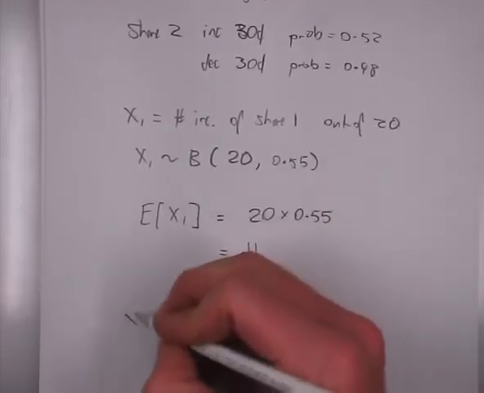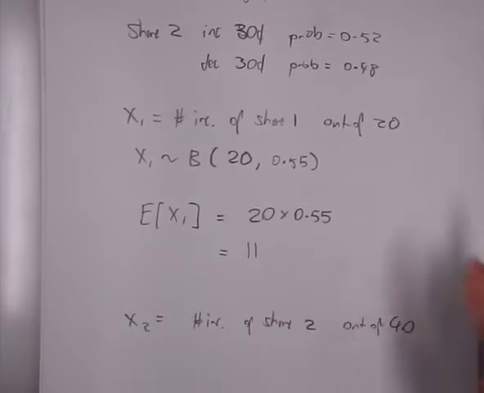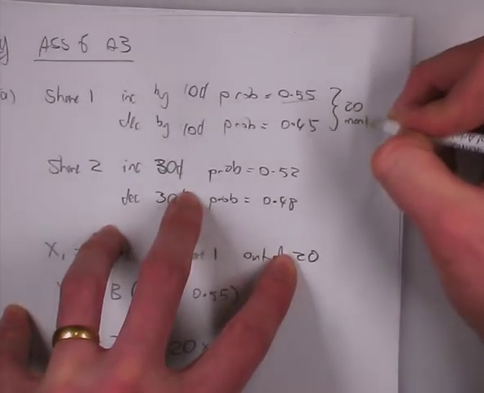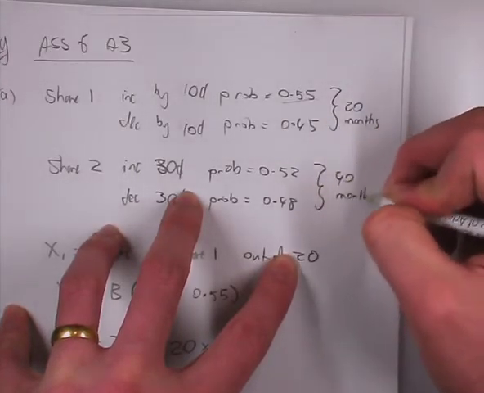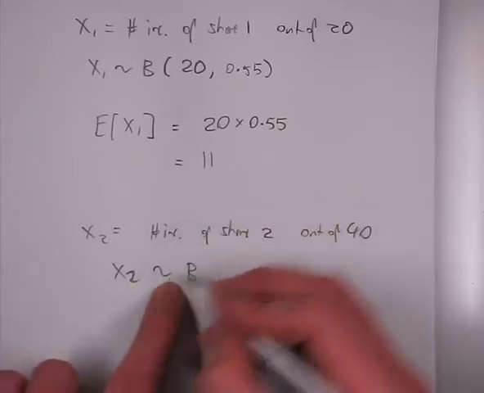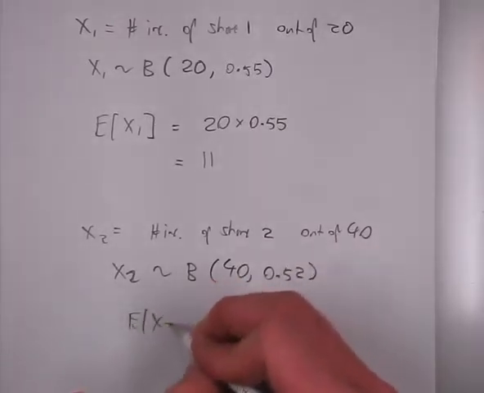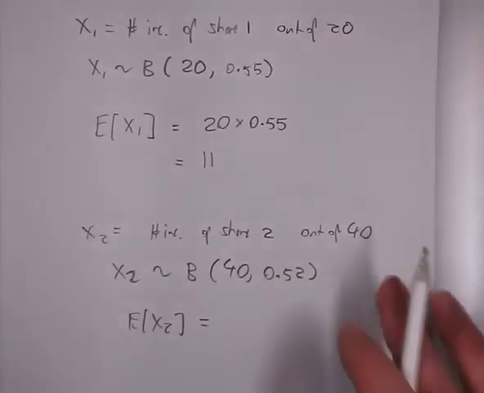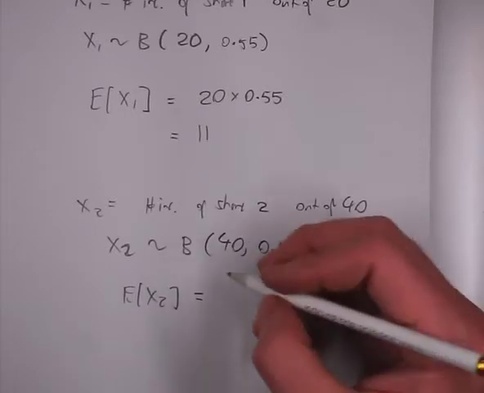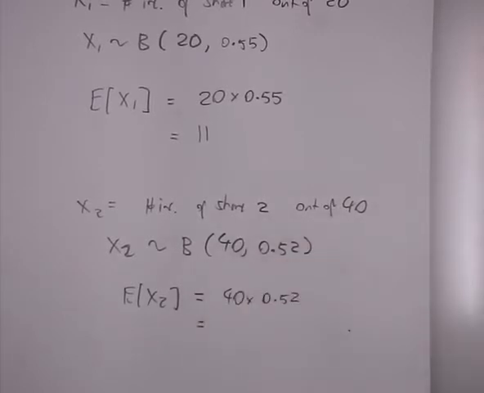And X2 is the number of increases of share 2 out of 40, because it was done for 40 months. So this is going to be a binomial. X2 is distributed as a binomial distribution with 40 trials, and this time the probability of success is 0.52. So the expected number would be 40 times 0.52. So 5.2 times 4, so 20.8.